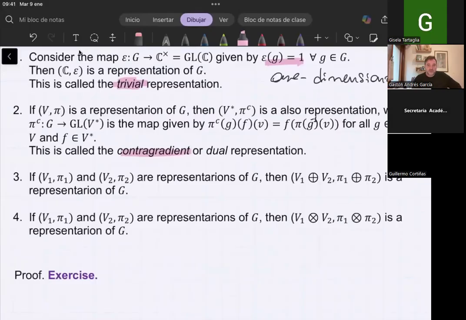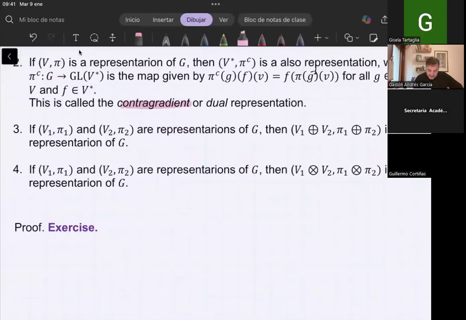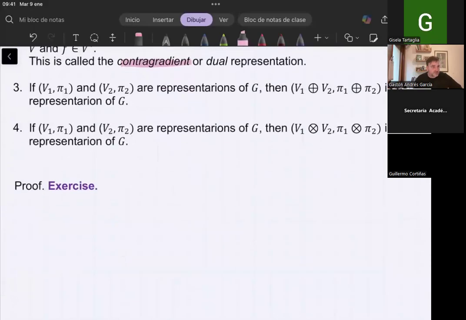So this is a way of getting one representation from another representation. Another way of getting new representations from old ones is given by the direct sum. If we have two representations, V1 and V2, then the direct sum is again a representation.